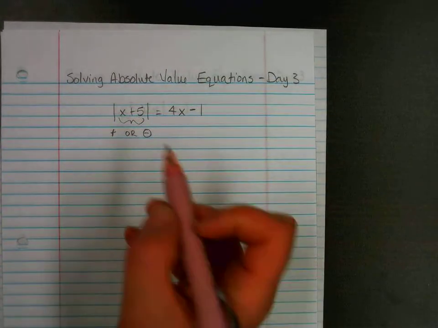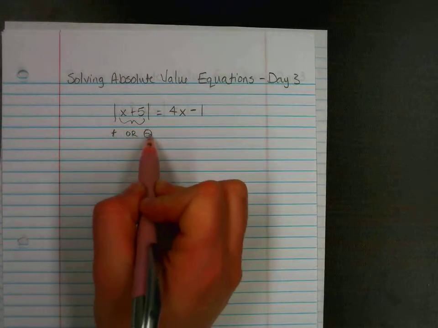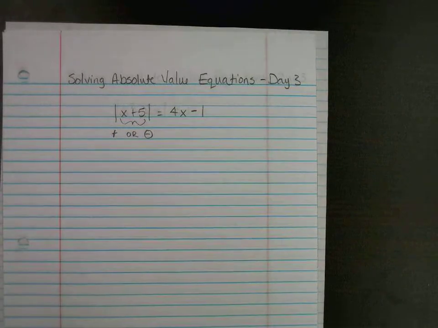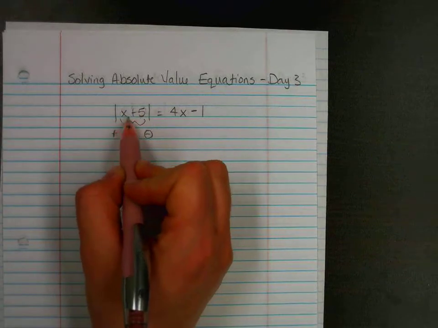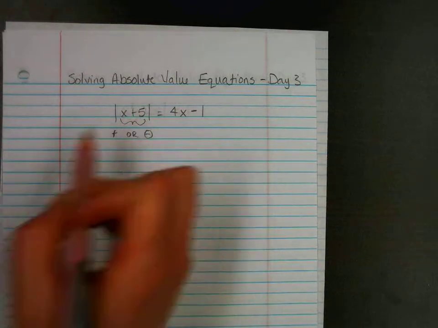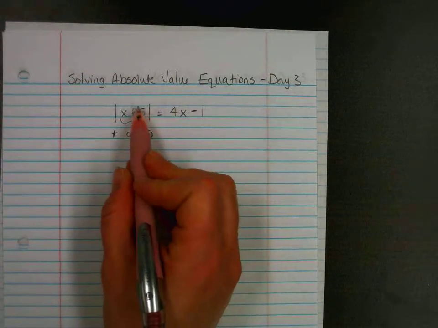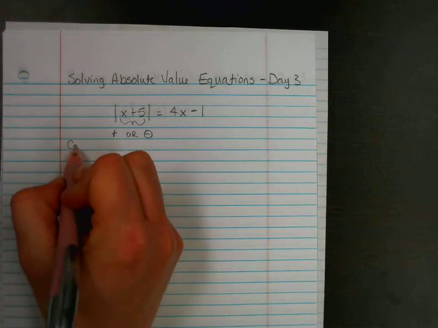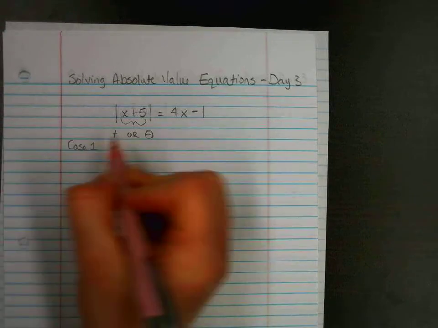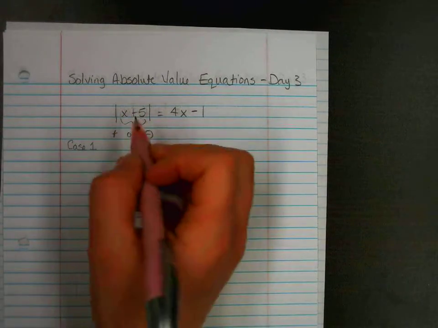So to set this up, what we want to do is consider two different cases. We have to solve two different equations here. One where this expression is going to be positive, and then a second case where this expression is going to be negative. So we're going to set up our first case. Case 1. We are going to consider this expression to be positive.